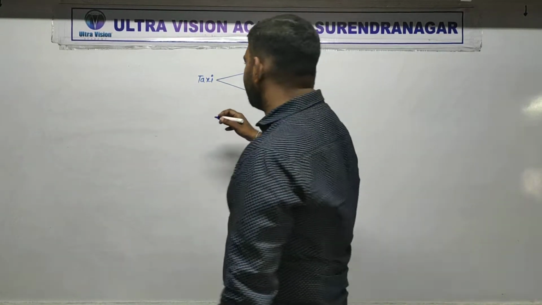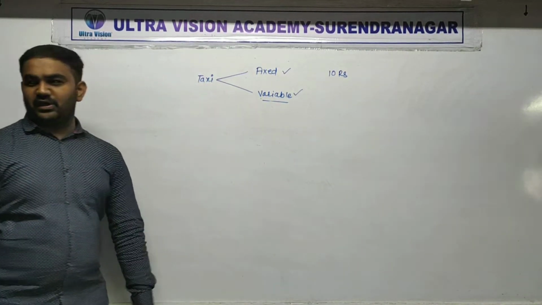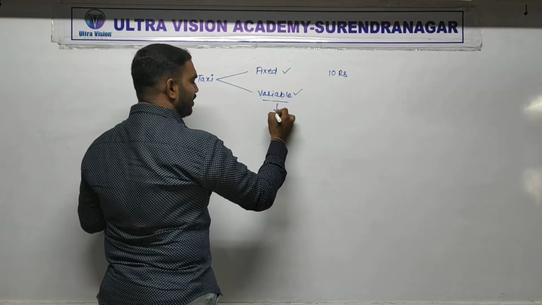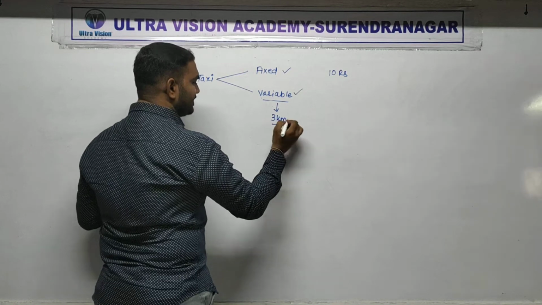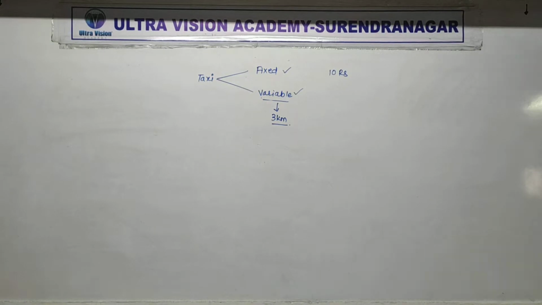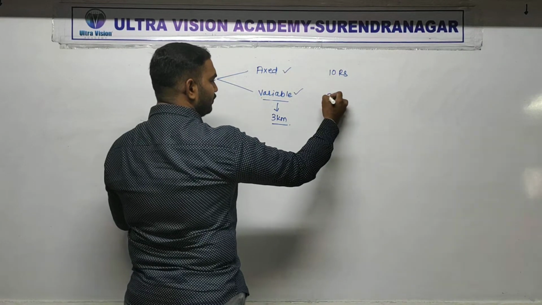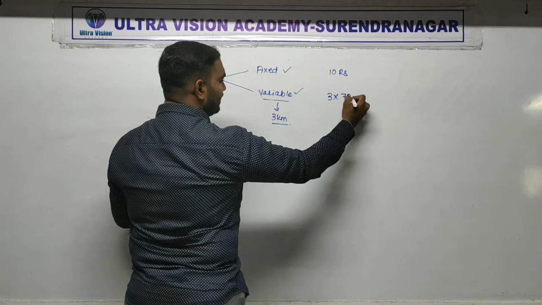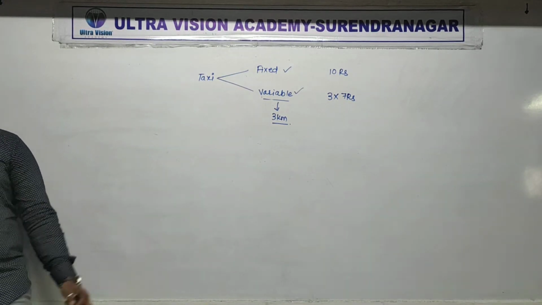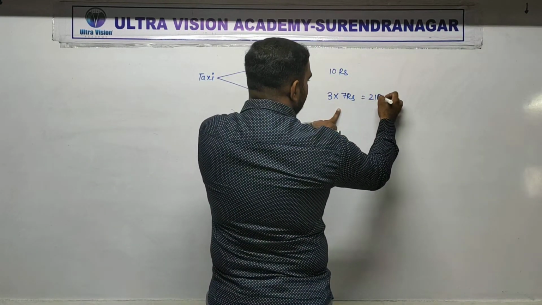Suppose if I hire a taxi and say that 10 rupees is the fixed charge, so we need to pay 10 rupees for that. And if you travel 3 kilometers, let us say 3 kilometers. If the driver says that the charge for 1 kilometer is rupees 7, then you need to pay an additional charge of 3 multiplied by 7 rupees, because the charge for 1 kilometer is 7. So the charge for 3 kilometers will be 3 into 7, that is 21 rupees.